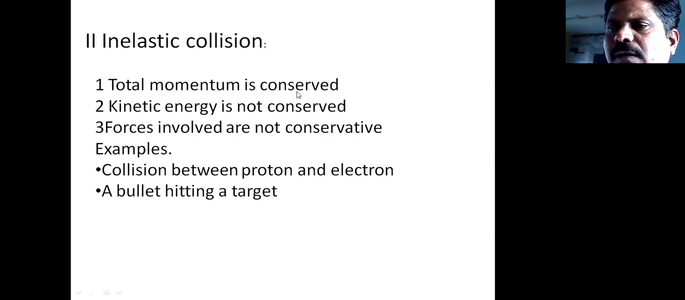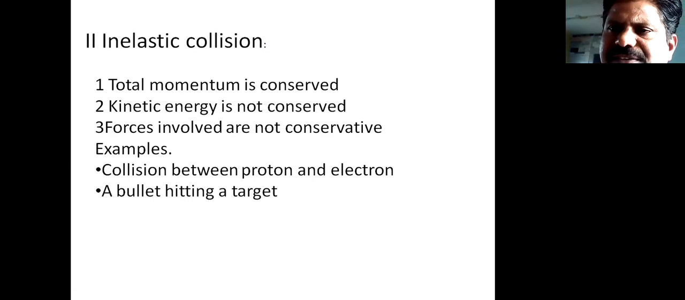But here also, the total linear momentum of those two particles remains constant, conserved. Okay. Here, the forces involved are non-conservative, but in elastic collisions they are conservative processes. The examples for inelastic collisions are the collision between two bigger objects such as a cycle, car, or truck, or a bullet hitting a target. Whatever collision processes take place in nature are all examples of inelastic collisions.